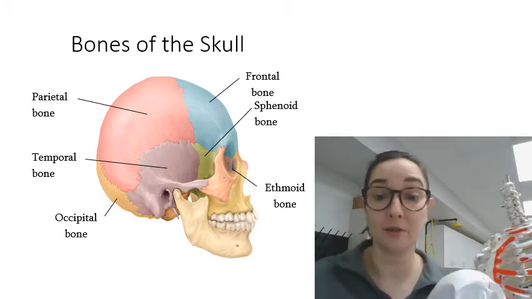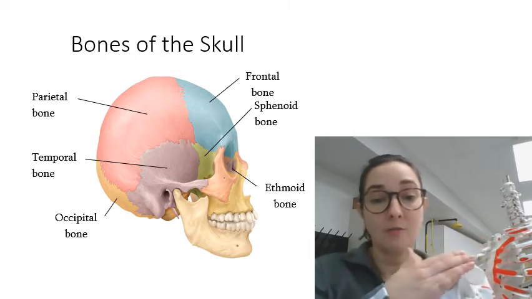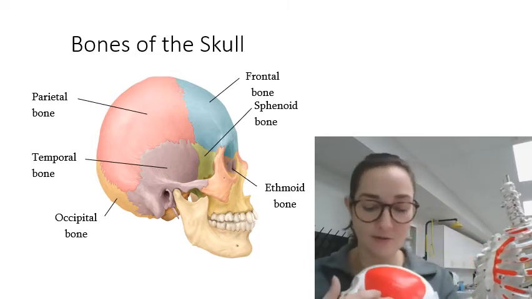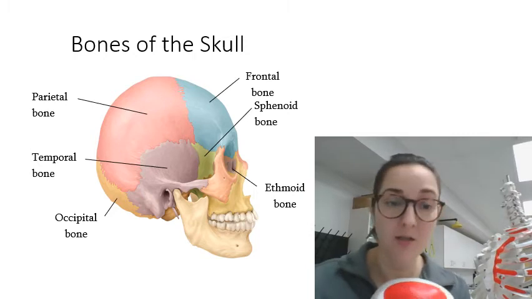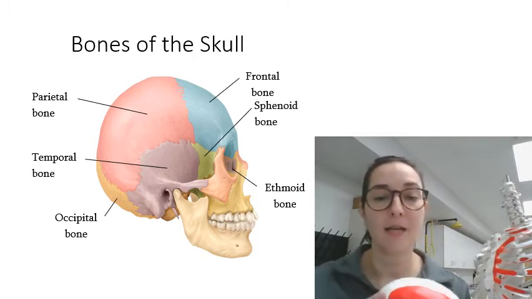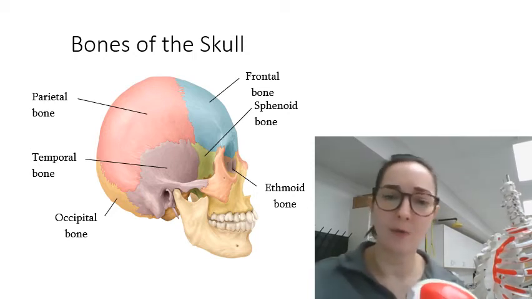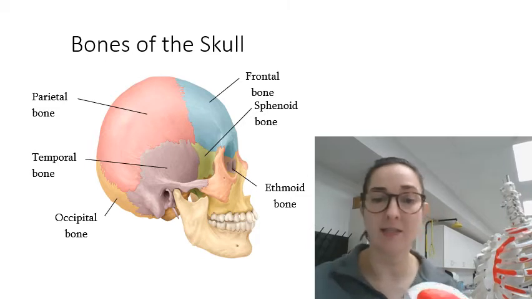All right, so there's another view of those same bones. So we can see parietal on the side of the head, frontal where your forehead is, temporal also on the side but closer to where your ears are. Occipital is the back of the skull, and then on the front you can kind of see a little bit of those two weird shaped bones I was talking about, the sphenoid and the ethmoid.